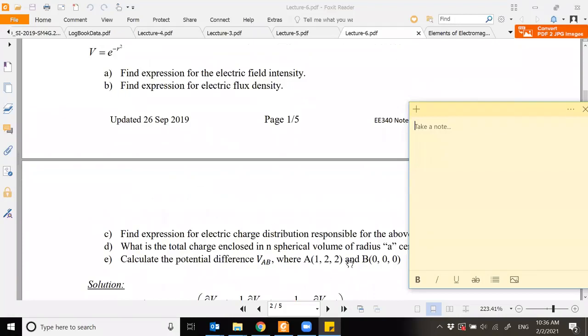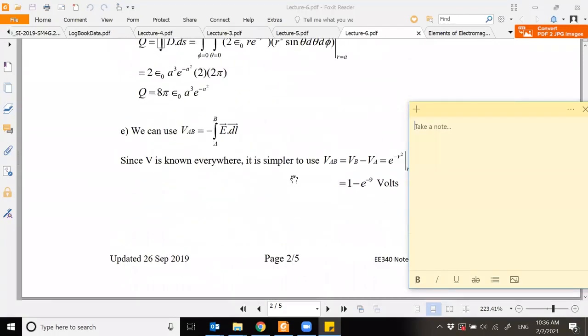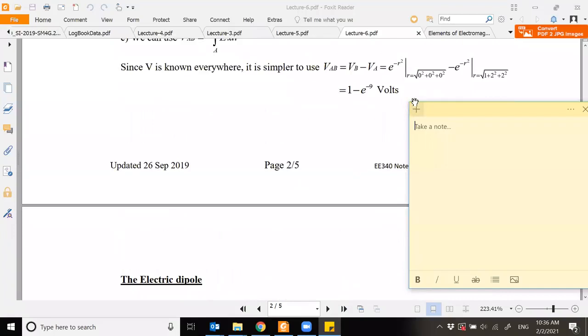So in the transformation, we only require r. So what will be the r for this point and what will be the r for this point? Yes, if we apply the expressions, the r of this point will be 0 and r for this point will be this one. And if you do VB minus VA, this will be the potential difference.